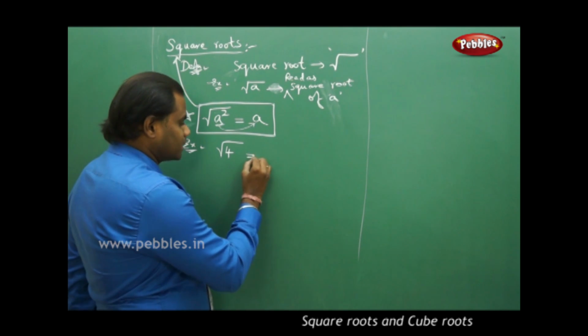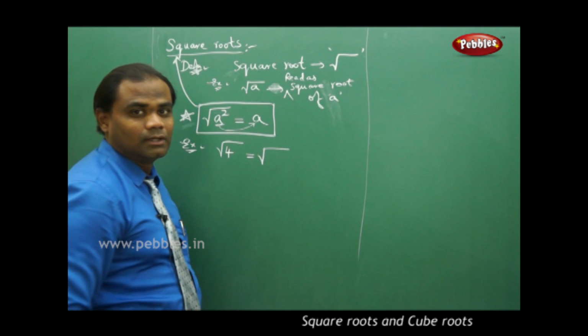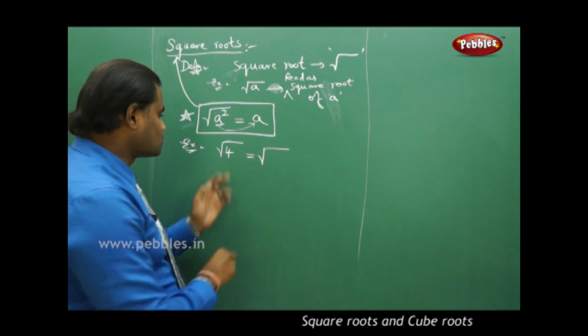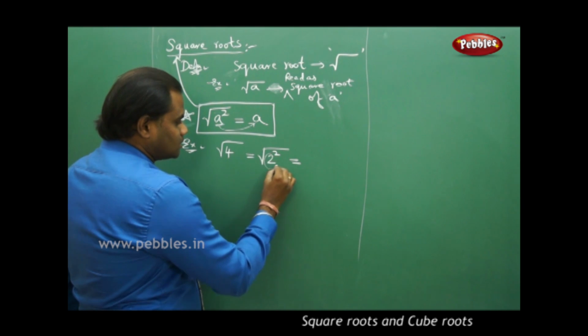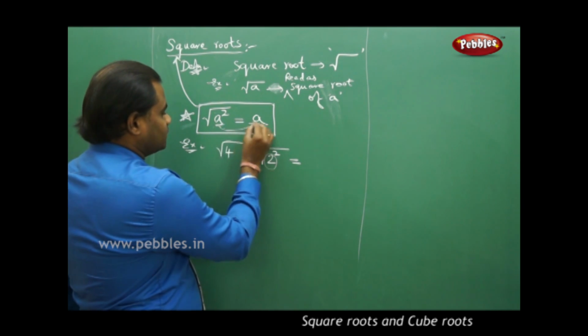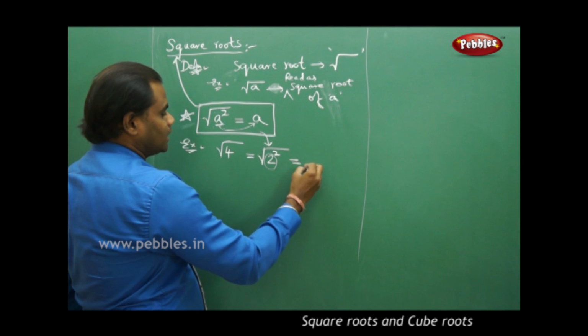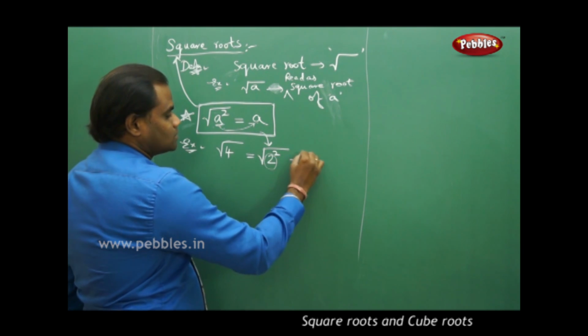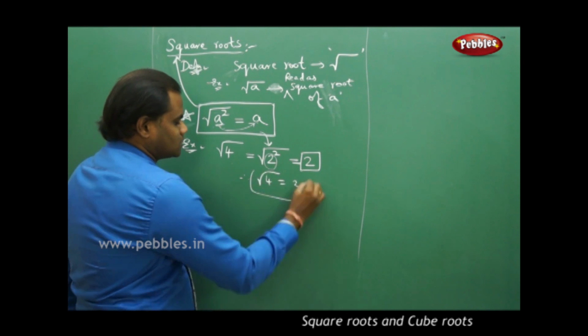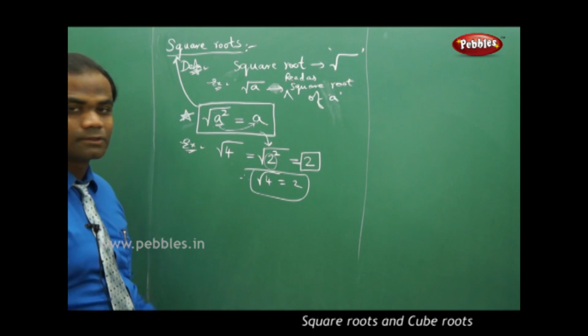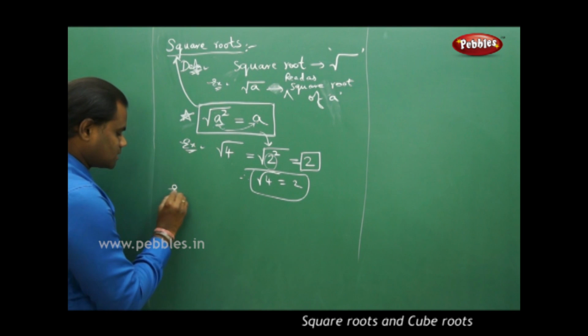So let's see how I can express 4 as a square number, which we have already done in the previous sessions. So 4 can be written as 2 square, which is in the form root of A square, which is A. So using this formula, I get root of 2 square is 2. So this is the answer. Therefore, square root of 4 is 2. Let's take one more example.